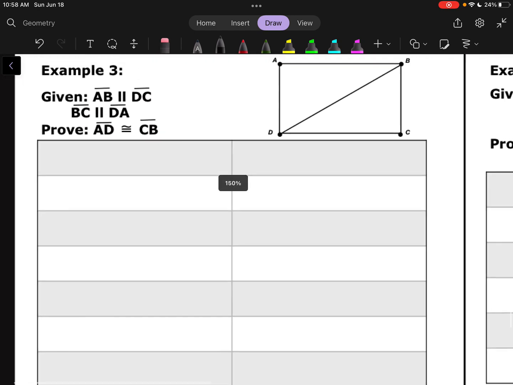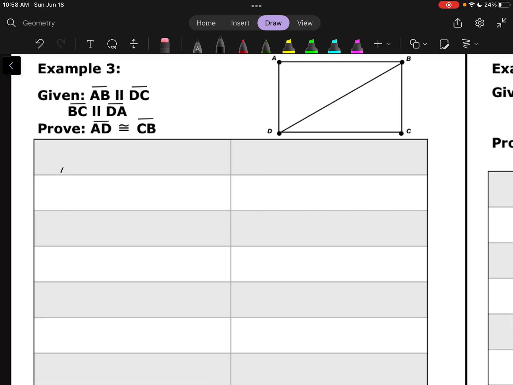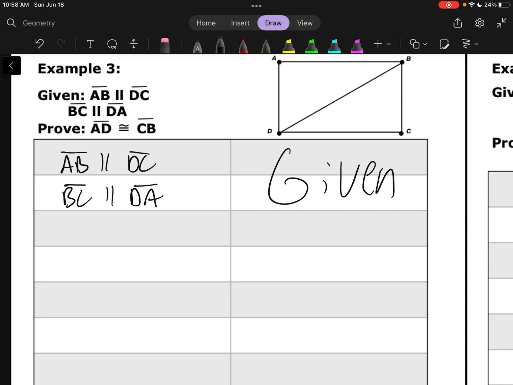All right, so example 3, what do we got here? We've got AB parallel to DC and BC parallel to DA. Ooh, this is going to be a big one. The reason I know it's going to be a big one, other than the fact that we got a lot of blanks here, is that we don't have any congruent things right now. All we've got are some parallel lines. AB and DC are parallel, and then BC and DA are parallel.